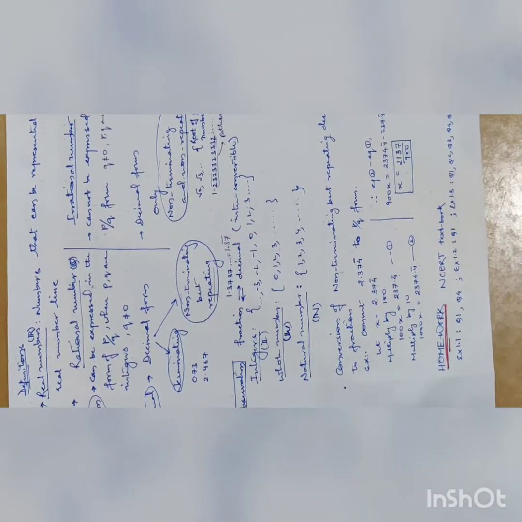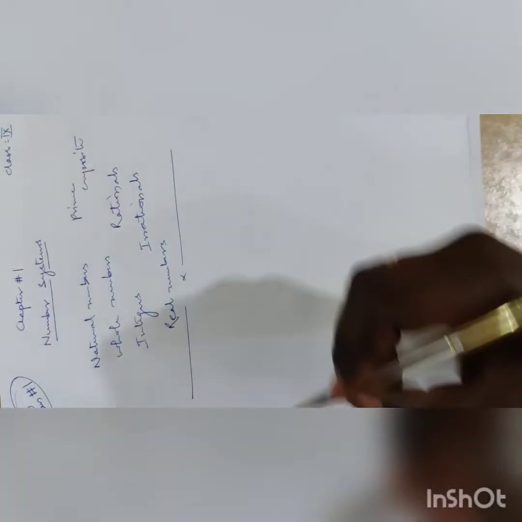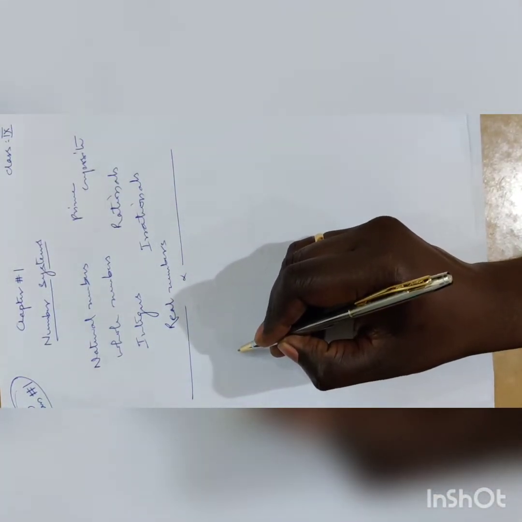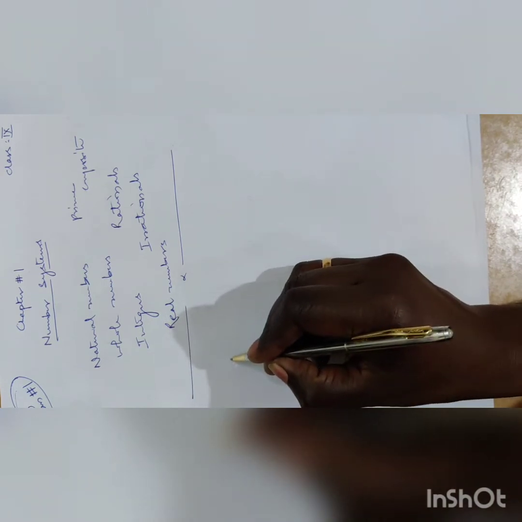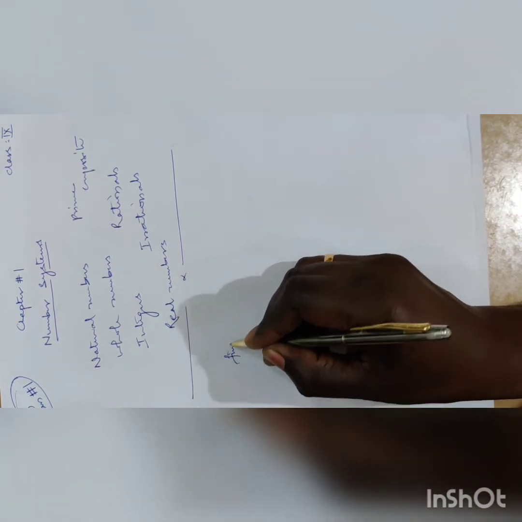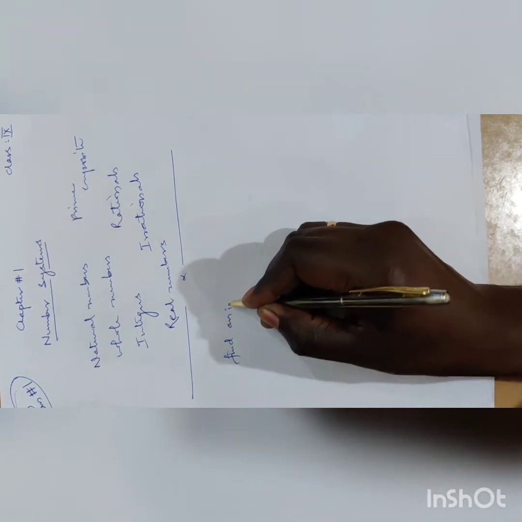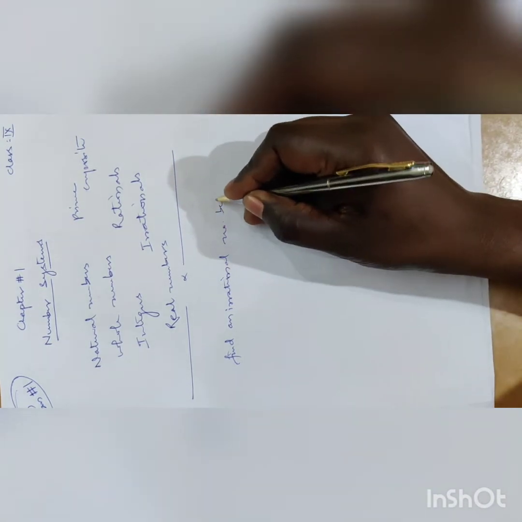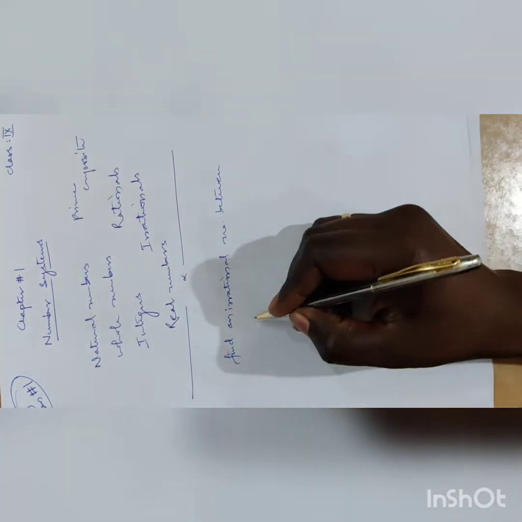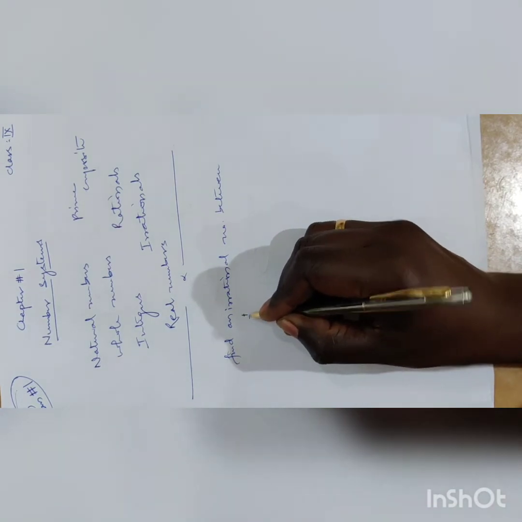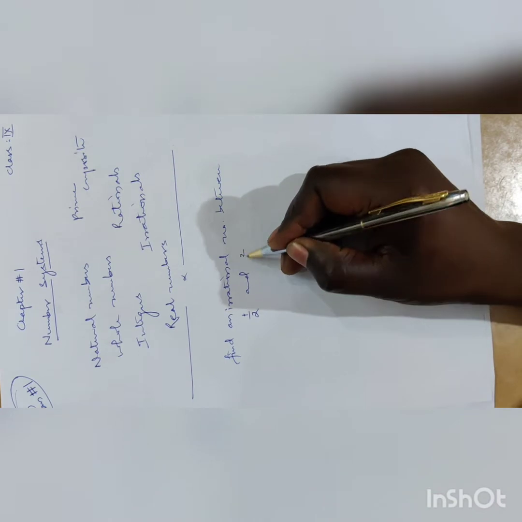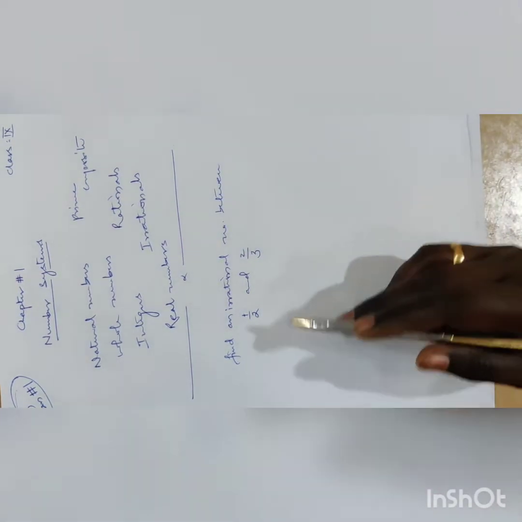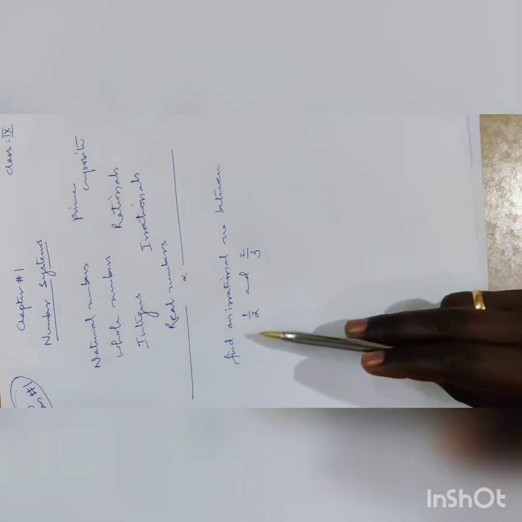So just to help you, see how we can make our own irrational numbers. Suppose I have to find an irrational number between 1/2 and 2/3. Fine, these are real numbers. I have to find an irrational number between 1/2 and 2/3.